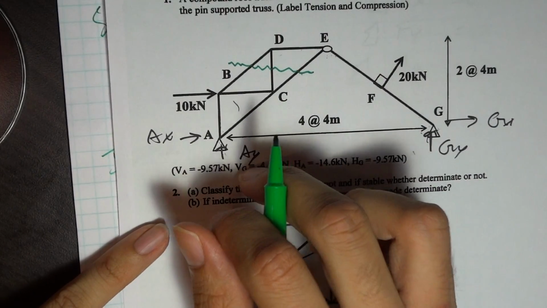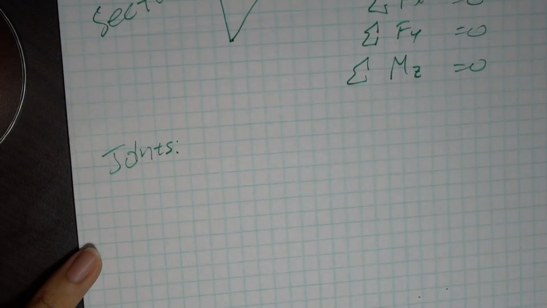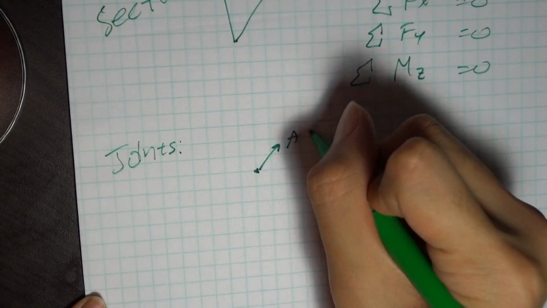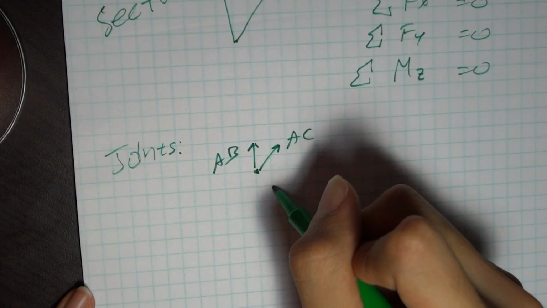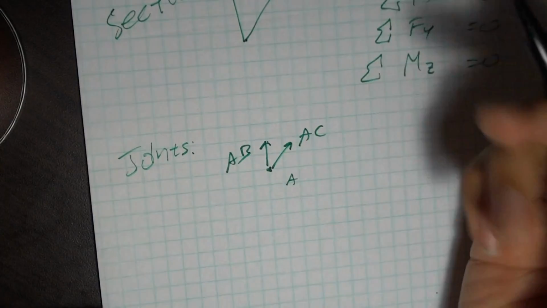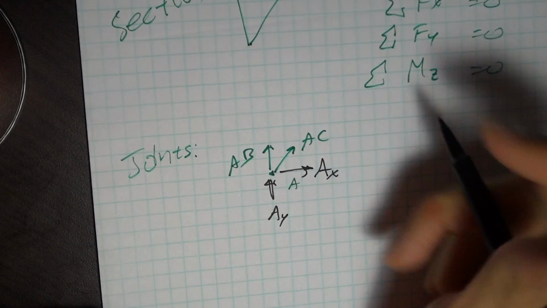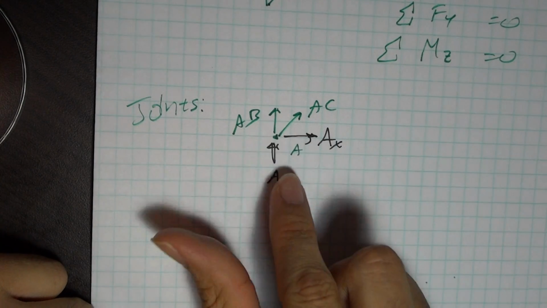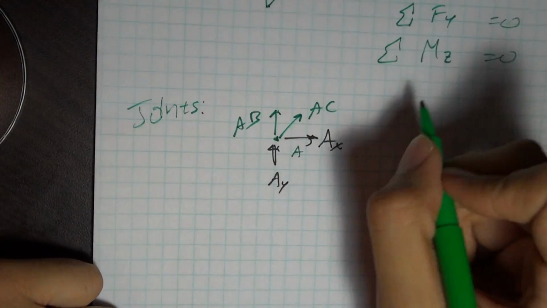Joint A has 4 forces going into it, right? I have AC, AB, AX, and AY. Let me draw those out really quickly. I have AC, and I have AB. This is A. I have the reactions, AY and AX. Notice that I only have 2 unknowns here. I know what AY and AX are. I found them at the very beginning. I only have 2 unknowns here, so I can use method of joints.